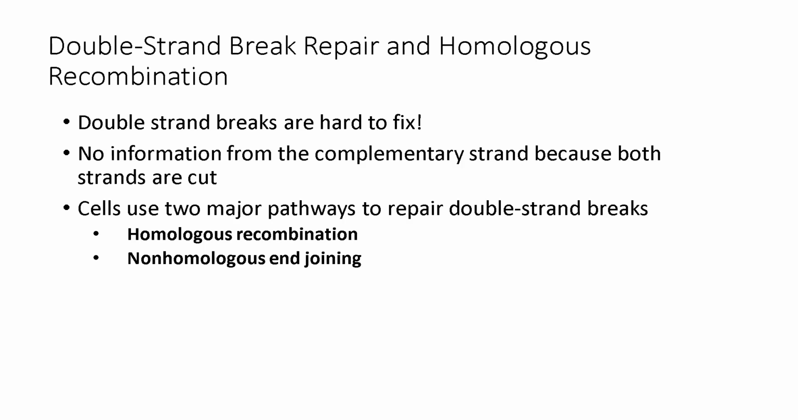Homologous recombination uses a homologous DNA sequence as a template for accurate repair, while non-homologous end joining directly ligates the broken ends together, often with some loss of information. Both pathways are essential for genome stability, especially in response to DNA damage or replication stress.